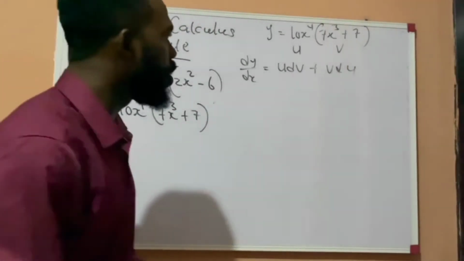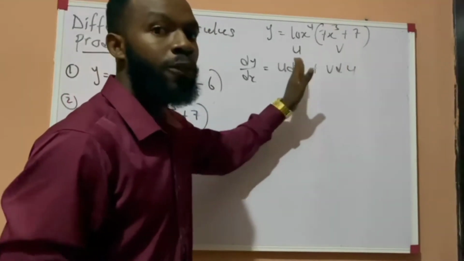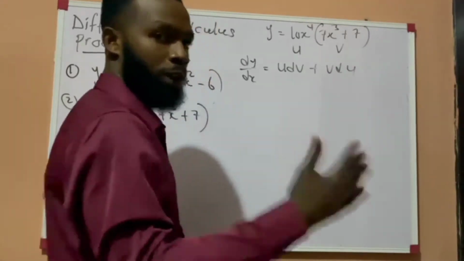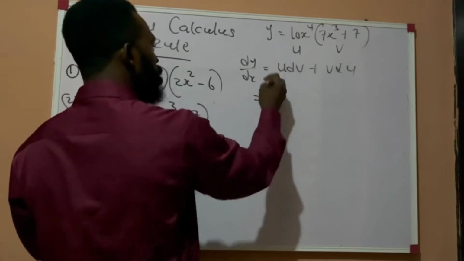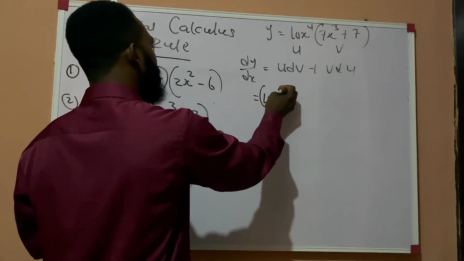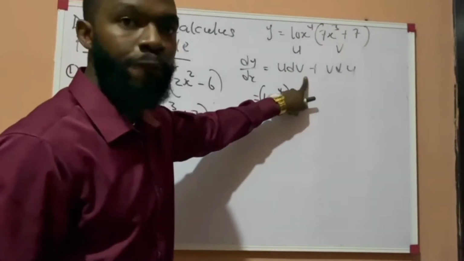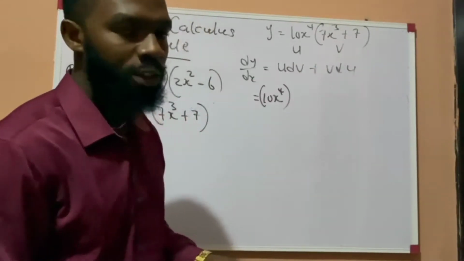Now we already know what u dv means. U dv means hold u, differentiate v, and v du means hold v, differentiate u. Now, if I hold u, it is 10x raised to the power 4. But if I should differentiate v, our v is 7x raised to the power 3 plus 7.